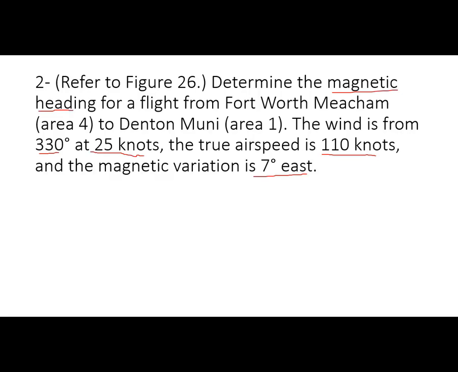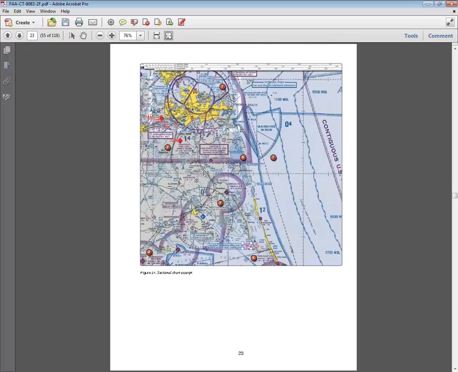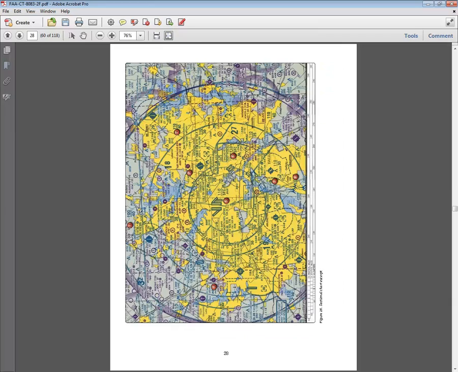So that's what we have to do here on number 2. We have to correct for wind correction angle and our magnetic variation. So let's figure these things out. If you go into the diagram, it said we're looking at figure 26. So we bring up figure 26 and we'll rotate this.